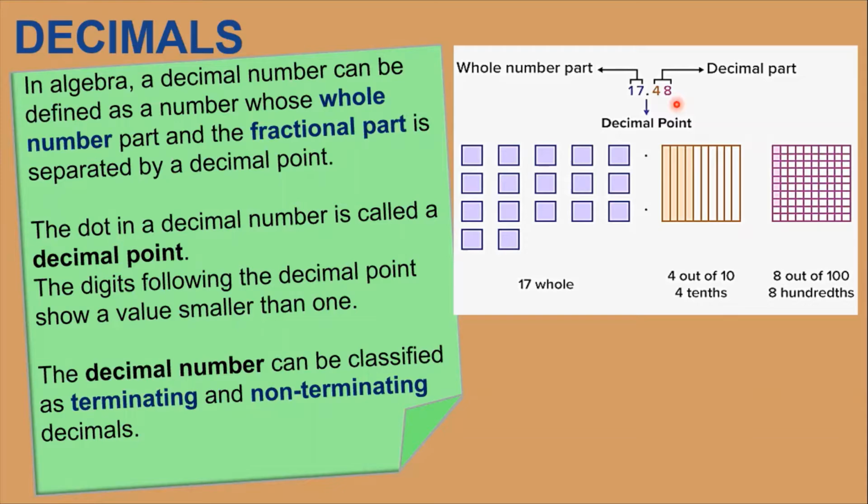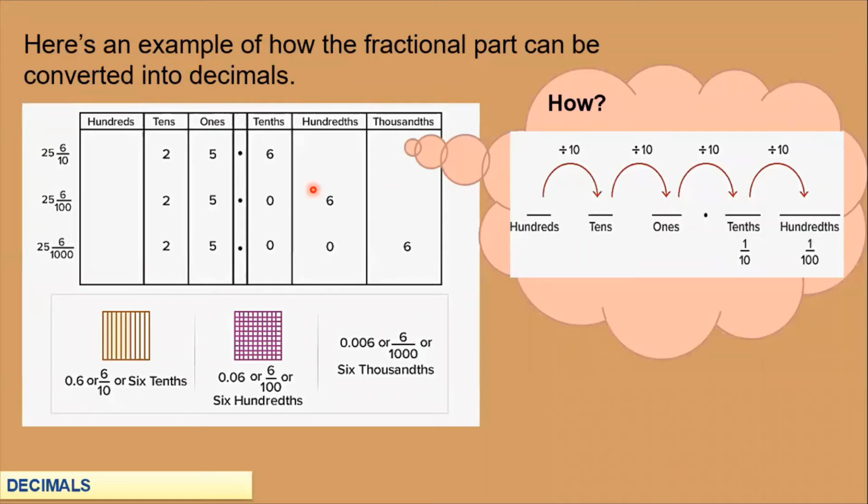Notice that the whole number part is located on the left side of the decimal point and the decimal part is located on the right side of the decimal point. The figure below represents the decimal 17.48 in figures. Note that the digits following the decimal point, or the decimal part, show a value smaller than 1. And also, decimal numbers can be classified as terminating and non-terminating decimals.